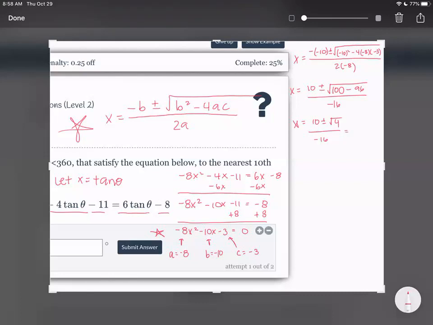Okay, so then we have 10 plus or minus the square root of 4, which is 2, over negative 16. So we're going to have two x answers. We're going to have x be 10 plus 2 over negative 16, and we're also going to have x equals 10 minus 2 over negative 16, because it was a plus or minus. So we had to do both of those. Any questions up till here before we continue?